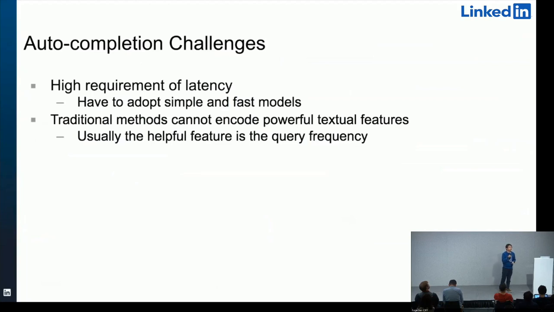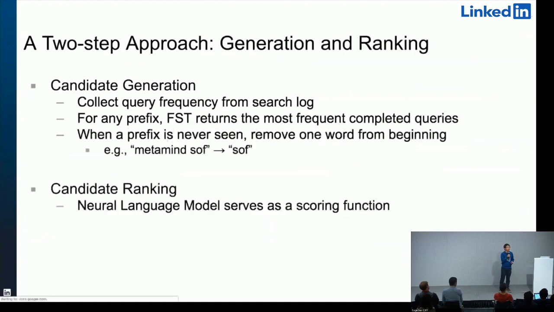And then we also notice that the traditional method cannot encode very powerful features based on how the query looks like. Usually we found that the most helpful textual feature is just the query frequency. So with these 2 challenges in mind, our design is a 2-step approach. We generate the candidates first, and then we rank them.